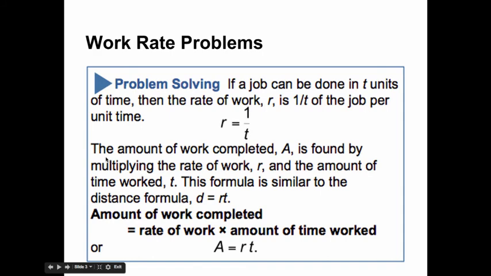Okay? So the amount of work completed, which we'll refer to as A, is found by multiplying the rate times the amount of time. So this is very similar to when you have a rate and then distance and time, right? Now we're just working in a different context, so rate times the time will give you the amount of work completed. And in the next video, we're going to see how this all works out within a word problem.